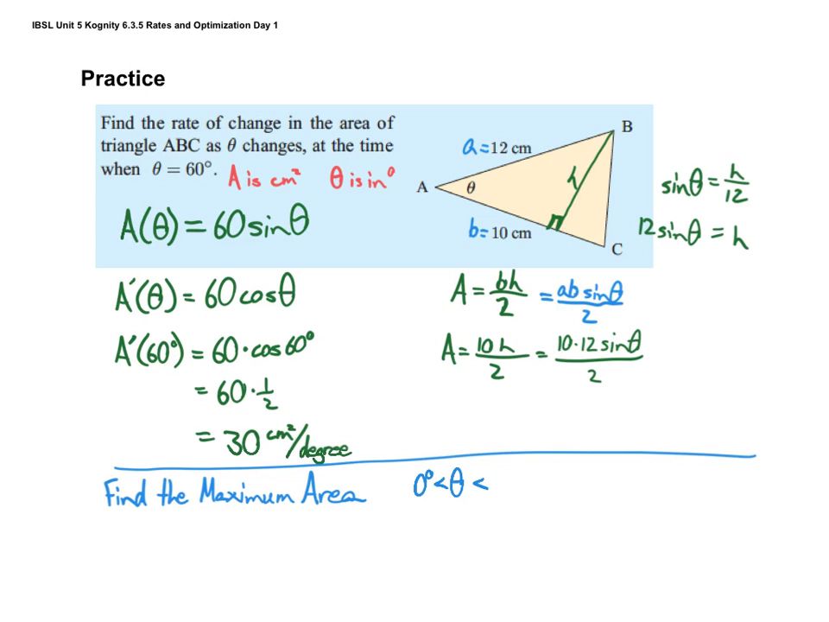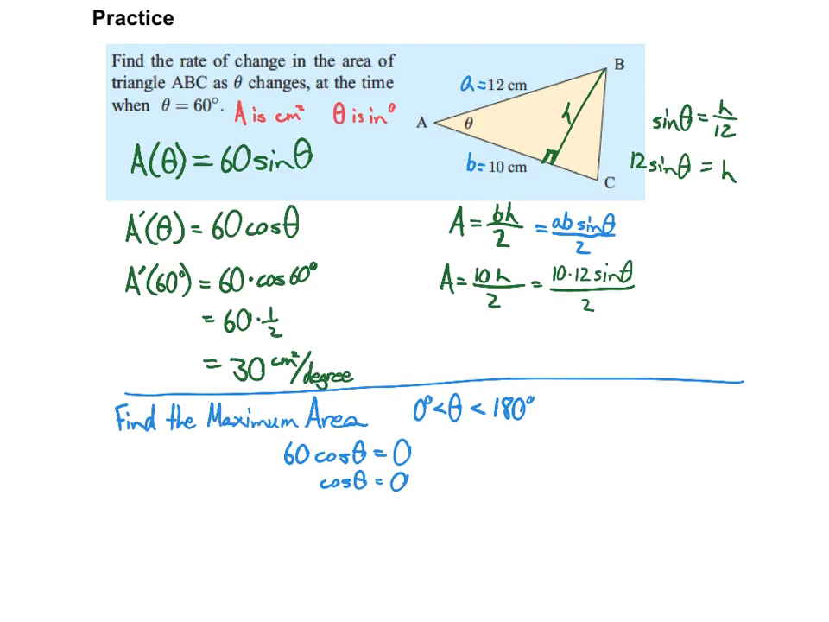What's the biggest it could be? It has to be smaller than 180. If I made it a full 180, again, I wouldn't have a triangle anymore. I just have a little line, and I wouldn't have any area, okay? So, I'm going to find the maximum area between 0 and 180. So, I set the derivative, 60 cosine theta, equal to 0. So that means cosine theta equals 0, which means what does theta equal?